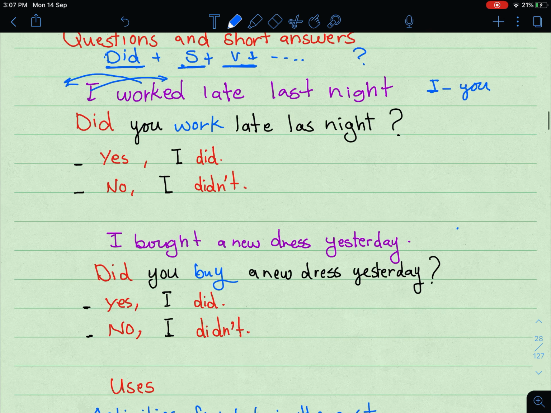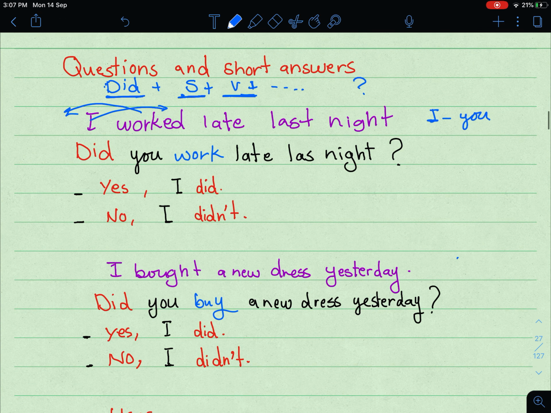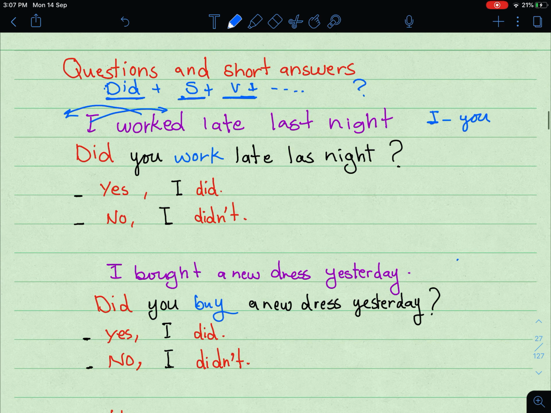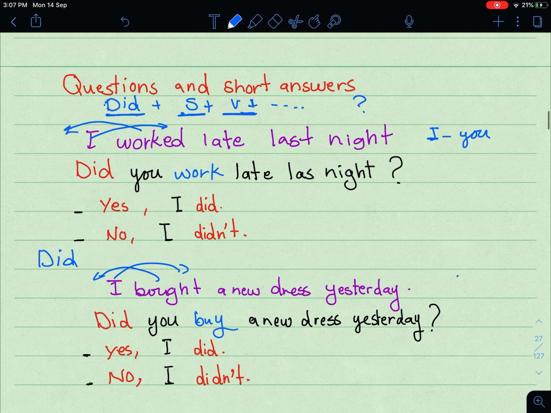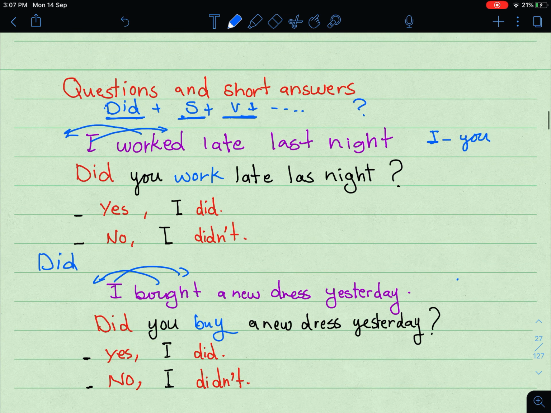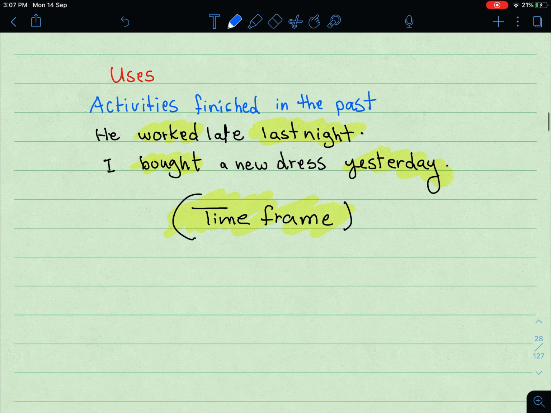Okay. I bought a new dress yesterday. It's the same. Did you buy a new dress yesterday? Either yes I did or no I didn't. I just changed the order. أغير الترتيب وأضيف did والفعل يرجع إلى أصله وأصل bought اللي هي buy. And the answer yes I did or no I didn't. Okay? Very easy. Now let's move on to the uses.